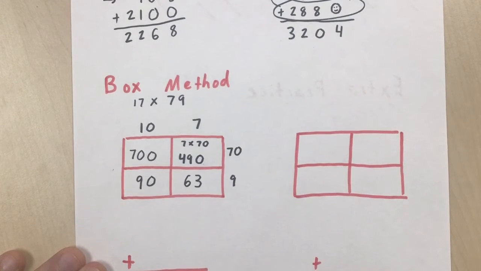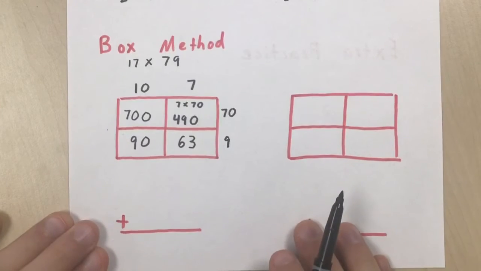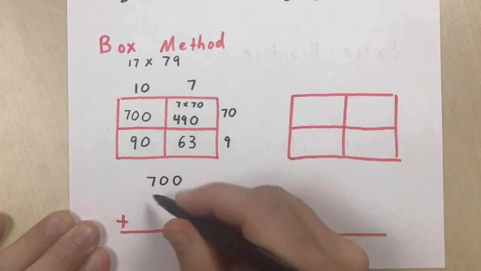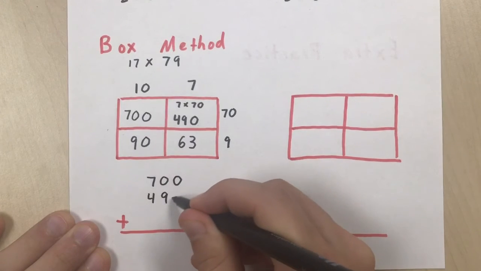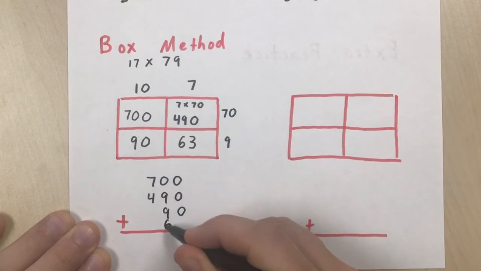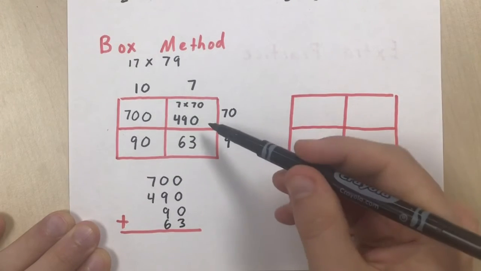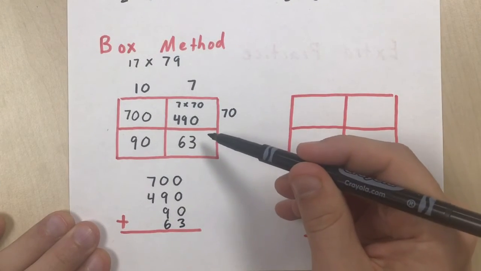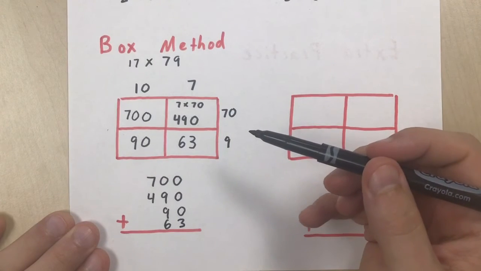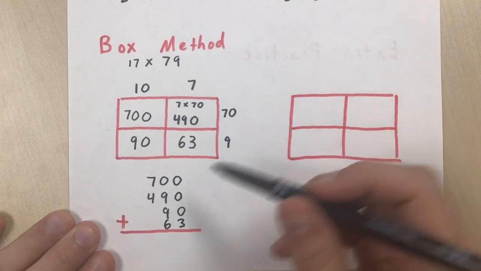The next step is the hardest part. I call it adding. I know. 700, 490, regular 90, and 63. We've taken all of the partial products of multiplying those two numbers, and now if we put them together, we will get the answer to this slightly more complicated multiplication question.